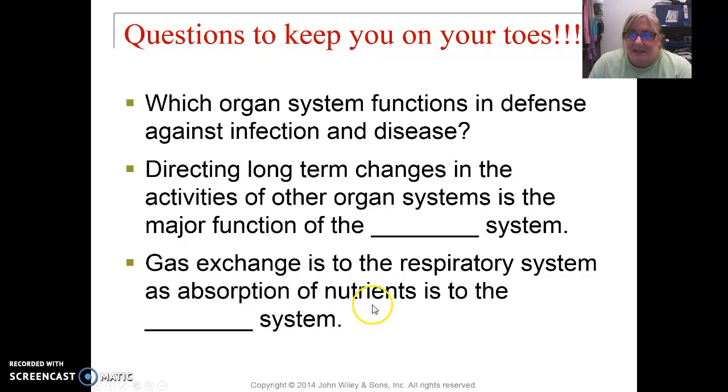These are some questions that you can try to figure out the answers to. These are similar to questions I might ask on an exam, so they're good to practice.